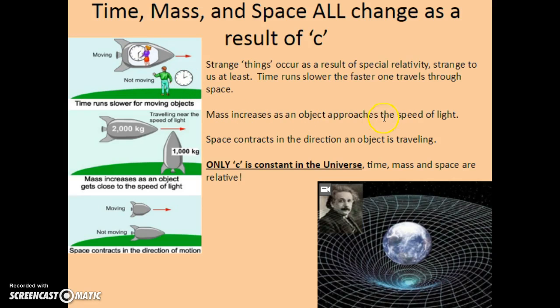Mass increases for an object that approaches the speed of light. You actually get a change here, that traveling at or near the speed of light, this 1,000 kilogram object would actually increase in its mass.